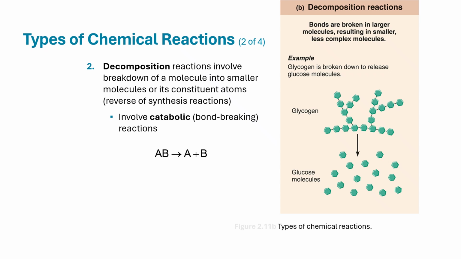The second kind is decomposition. Decomposition reactions involve breaking down of a molecule into smaller molecules or its constituent atoms. They are the reverse of synthesis reactions. These involve catabolic or bond-breaking reactions, where AB, something that's together, goes into the reaction and comes out separate. An example of that is glycogen being broken down to release glucose molecules. So here you have this large glycogen molecule. If all these come off, now you have separate glucose molecules.